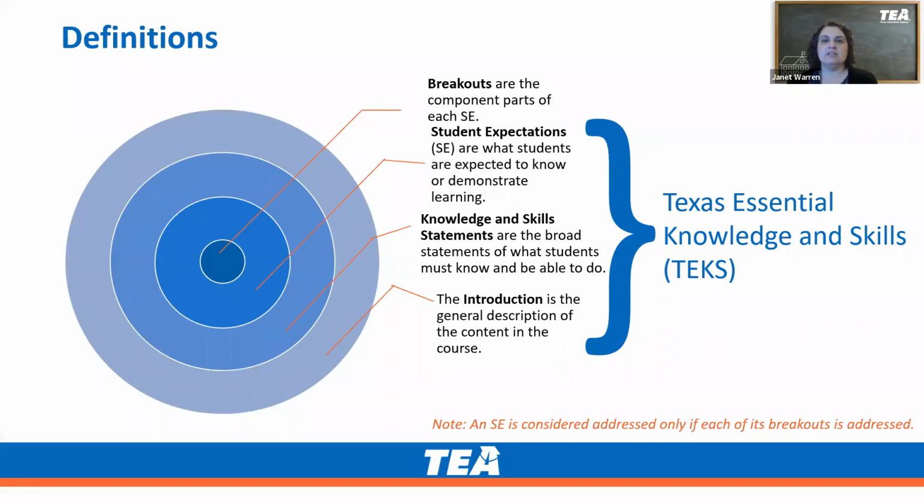Let's talk about some definitions. The Texas Essential Knowledge and Skills are made up of 3 parts: the introduction, the knowledge and skill statement, and the student expectations. The introduction is a description of the content and key information about the course and the standards. The knowledge and skill statements, which are sometimes referred to as KSS, are broad statements of what a student must know and be able to do. Student expectations are directly related to the knowledge and skill statements and provide specific information about how students demonstrate their learning.